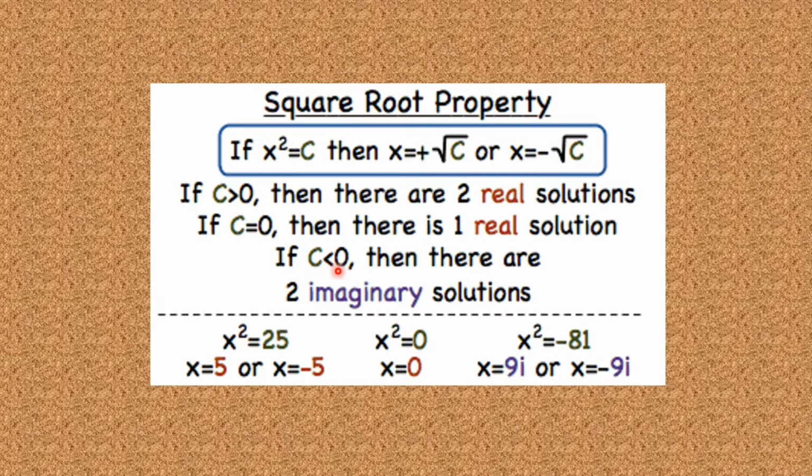If c is less than 0, then there are two imaginary solutions. So, yung c mo ay mas mababa sa 0, meaning ito ay mga negative numbers. Negative numbers are less than 0. So, dalawa ang kanyang solutions. Two imaginary solutions. Halimbawa nito, x squared is equal to negative 81. Negative 81 is less than 0. Kaya, meron siyang solution, two imaginary numbers.